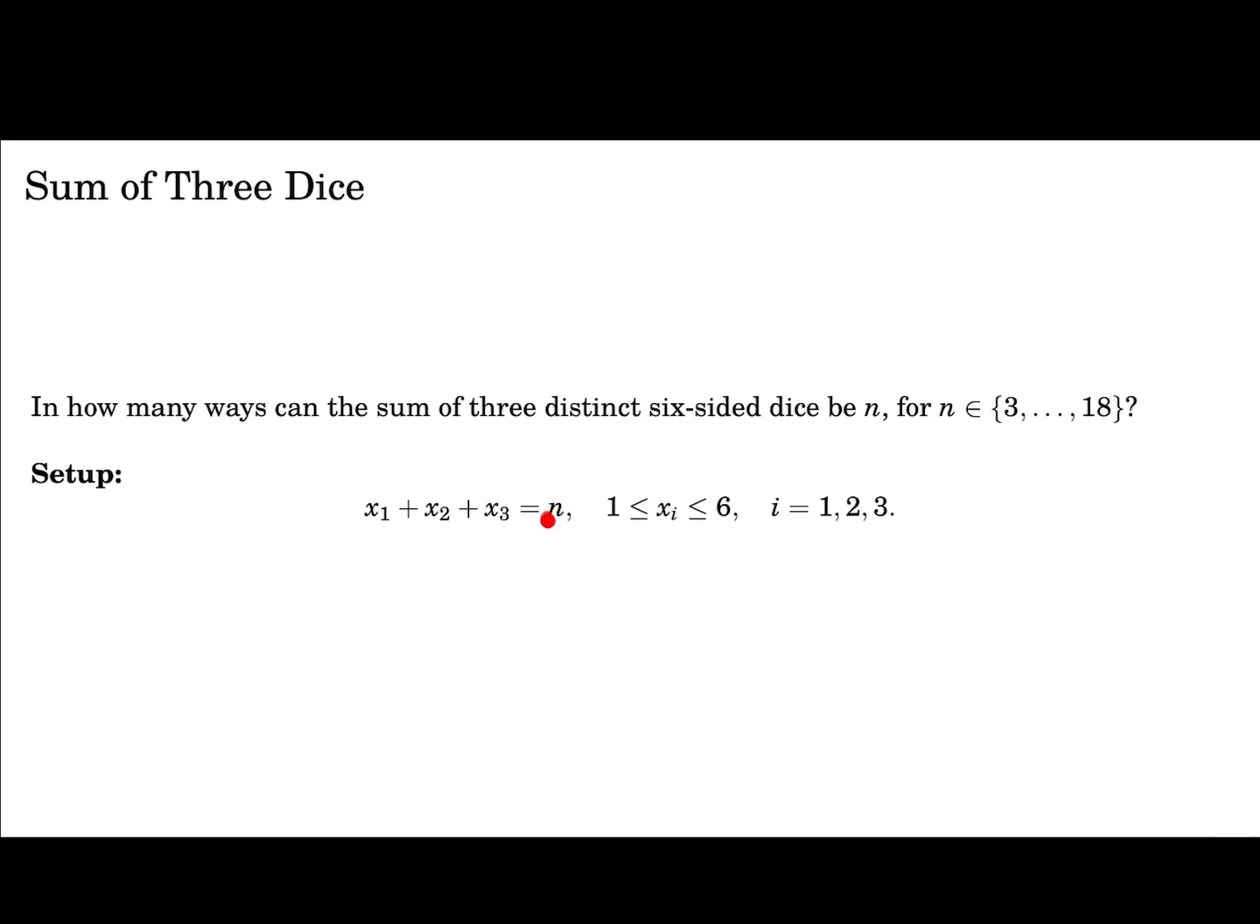Now, of course, n can only be from 3 to 18 because each one of the dice is a number between 1 and 6. So the maximum is going to be 18, the minimum is going to be 3. For example, there's only one way to obtain 3, if the three of them are 1. But how many ways can we get 12? How many ways can we get the number 15? And so on. So again, we're going to solve this using generating functions.